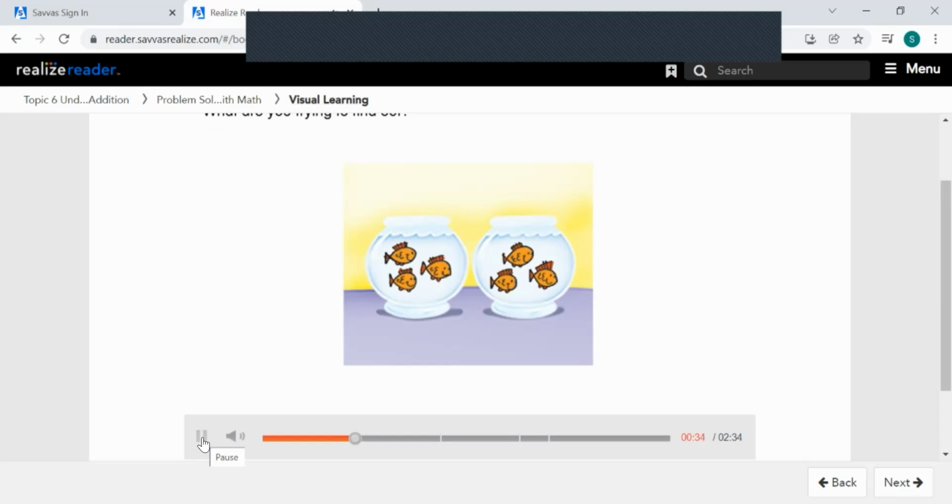What are you trying to find out? So what are we trying to find out? Daniel sees 3 fish in each fish bowl. So we're trying to find out how many fish there are in all. You are trying to find out how many fish Danny sees in all. You can draw a picture to show the problem. Danny draws 3 fish in each bowl.